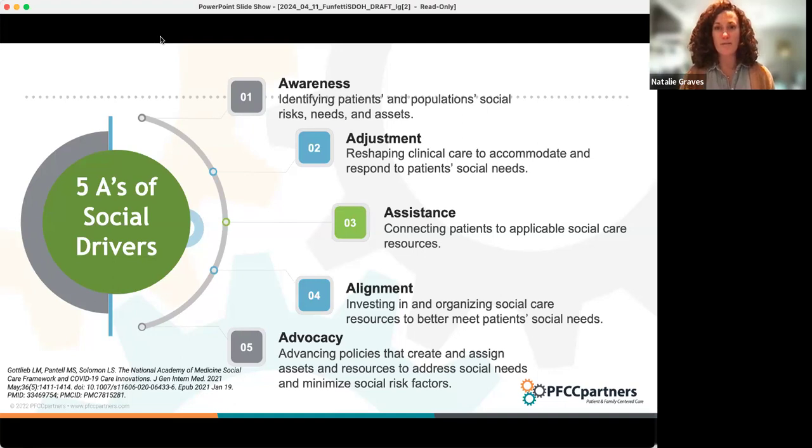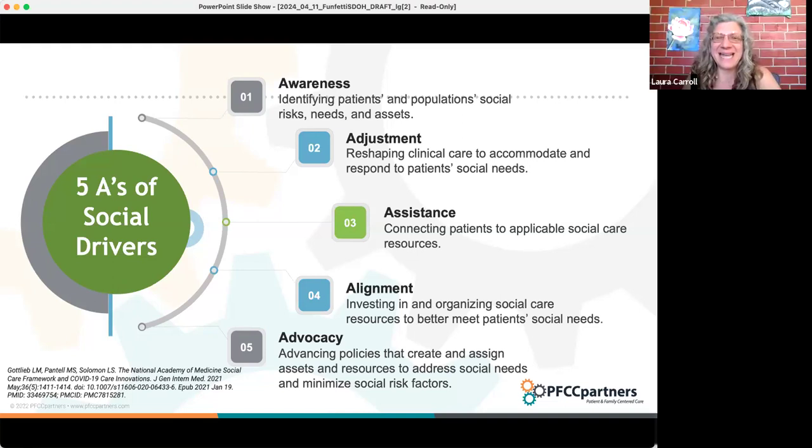Laura, I'll go back to you, and Barbara as well. What are your reflections on this kind of different way of thinking about addressing social drivers? How do you think this helps us think more broadly about what healthcare organizations can do to start to meet some of these needs? Thanks again, Natalie.